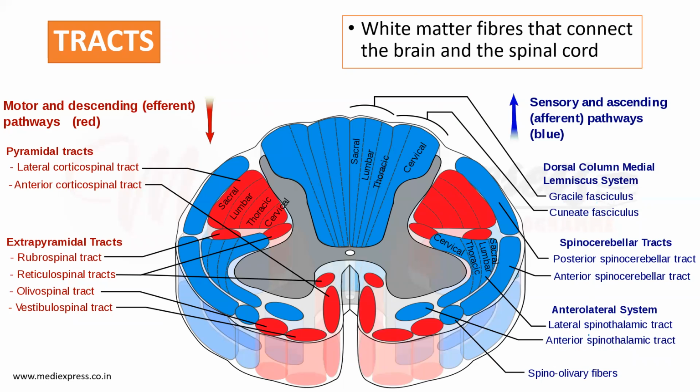Now, one thing you should remember about the difference between the descending and the ascending tracts: the dorsal column will always be an ascending tract. Remember, the dorsal column will always be the ascending tract. Okay. Next.